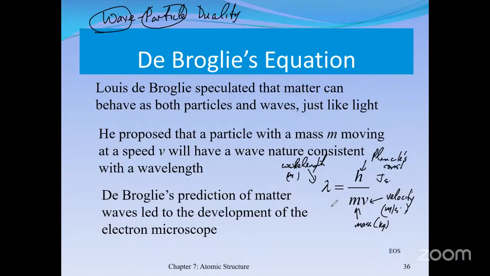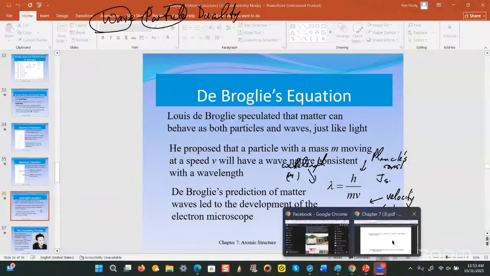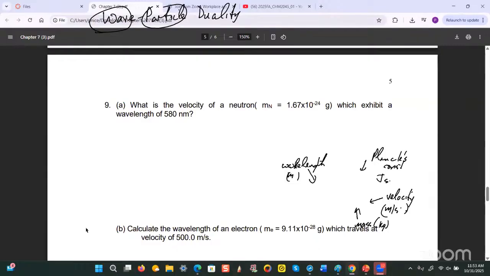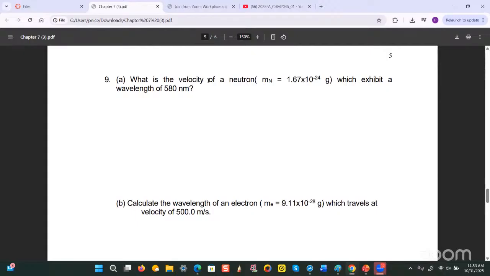Now, since we have done that, we should be able to do the next question in the handout, in the assignment. So let me go to it right here, and let me clear this page. Okay, so number 9A says, what is the velocity of a neutron? And it gives you the mass of the neutron, which exhibits a wavelength of 580 nanometers, right?